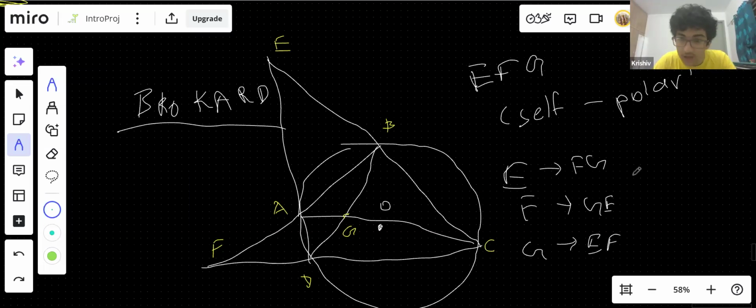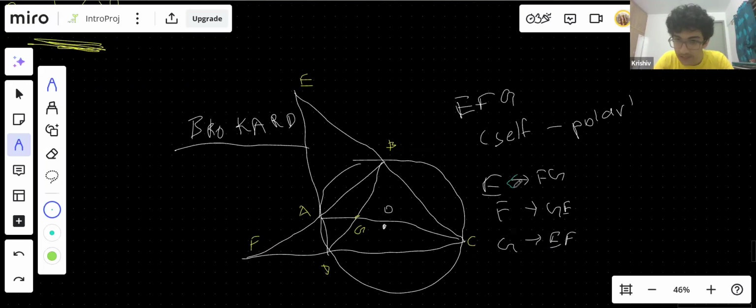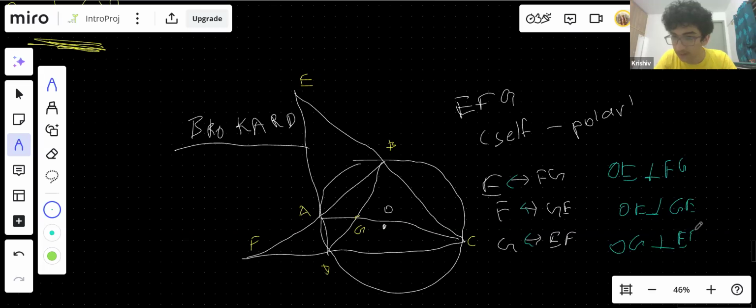Amazing. So basically, if these are the poles and polars of each other, what this is saying is that OE is perpendicular to FG, OF is perpendicular to GE, and OG is perpendicular to EF. So O is the orthocenter of the triangle EFG. Could you ever imagine that this random property about cyclic quadrilaterals was lying in front of your eyes the whole time?